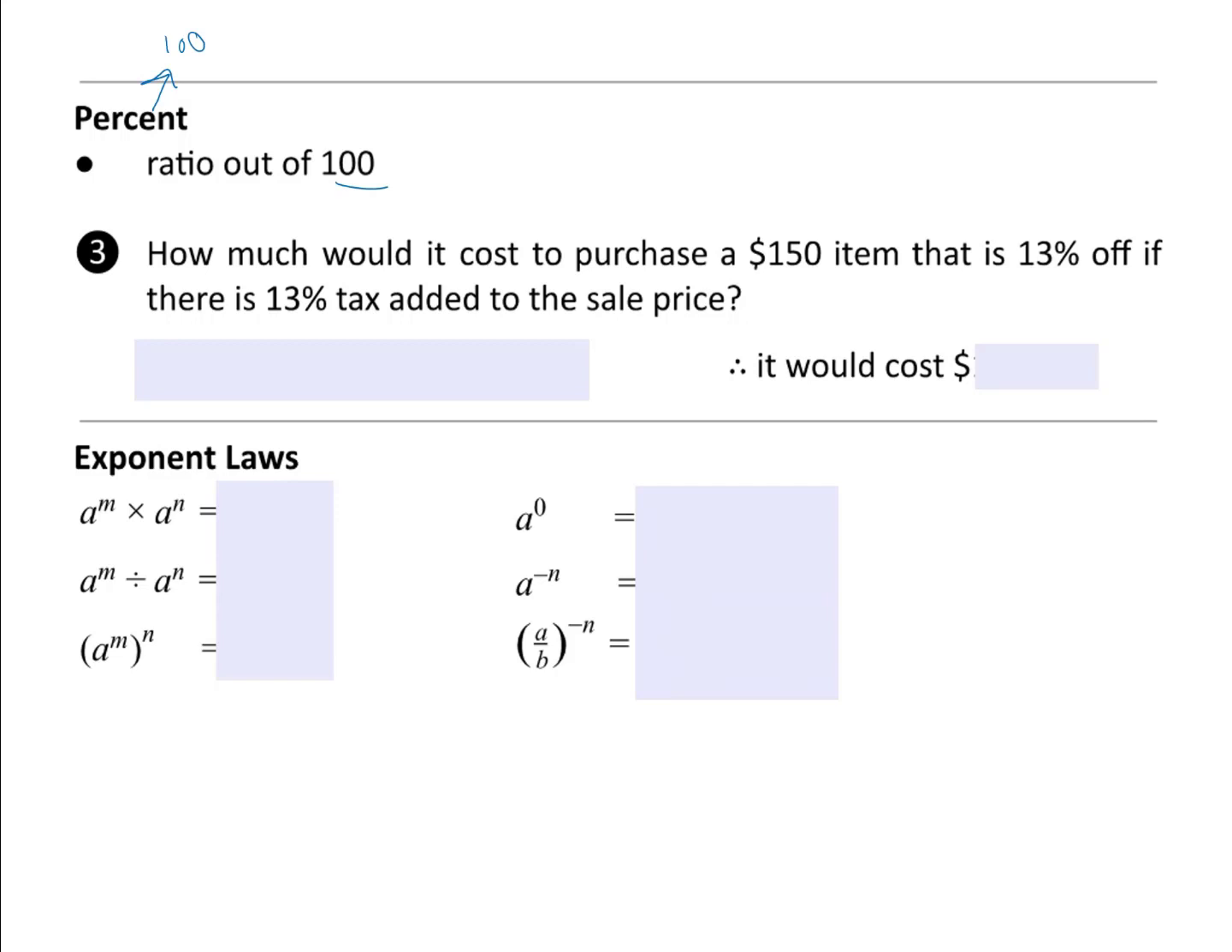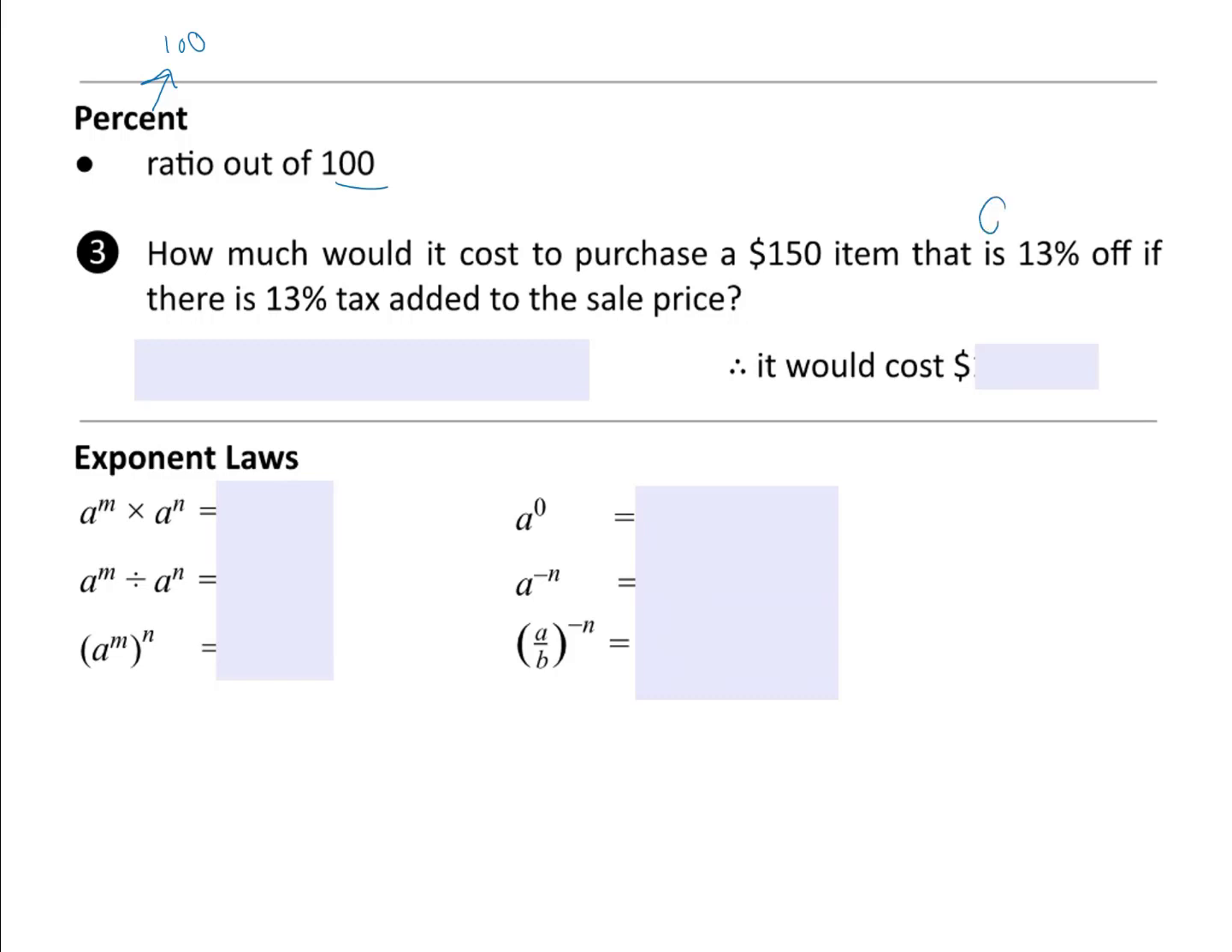First example, how much would it cost to purchase a $150 item that is 13% off, and then there is 13% tax added back to the sale price? Well, first you have to determine the sale price, then you determine the tax added on. There is a quicker way, and we're going to go through that.